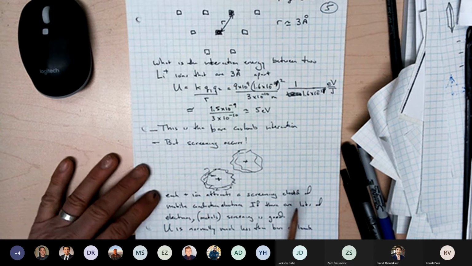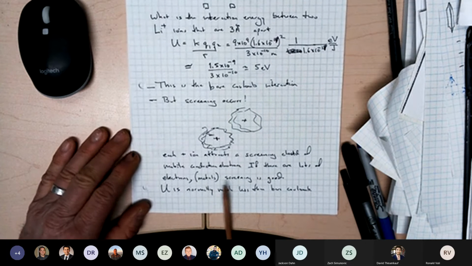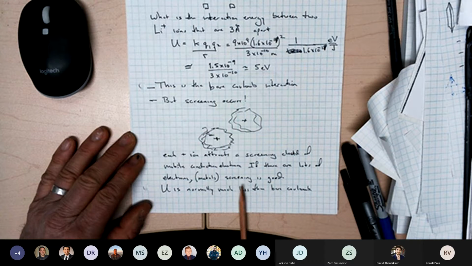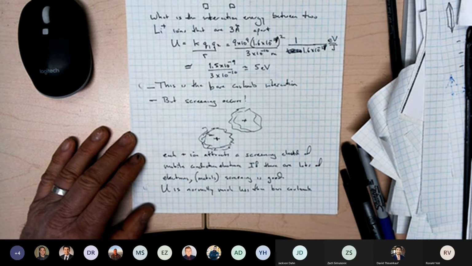So I don't know if you've talked about screening in other courses that you've taken. It may or may not be the case. But the point is that each ion attracts a screening cloud of mobile conduction electrons. If there are lots of electrons, like in metals, the screening is good. And that means the interaction energy will be smaller than if the screening is poor. And this interaction energy between the two lithium atoms is normally much less than the bare Coulomb interaction. So, you know, we said it's 5 volts. It's normally much less than this. It might be 1/10 of it. So half a volt would be a typical number.